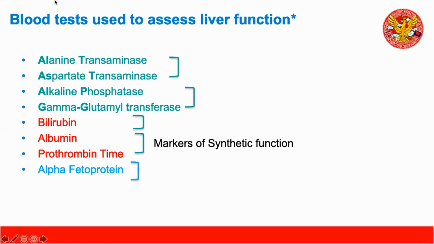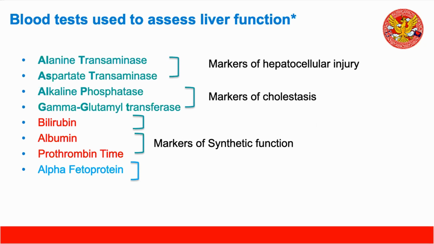So some of the blood tests which are used to assess liver function are these. Liver function test is a bit of a misnomer because only really albumin and prothrombin time are markers of the synthetic function of the liver, to test how it's functioning. The others are markers of, for example, alanine transaminase, ALT, and aspartate transaminase, AST, which are markers of hepatocellular injury, and alkaline phosphatase, ALP, and gamma glutamyltransferase, GGT, which are markers of cholestasis, which is when you have impaired flow of bile. Bilirubin is another test which can be used, and that's a marker of hemolysis and cholestasis too.